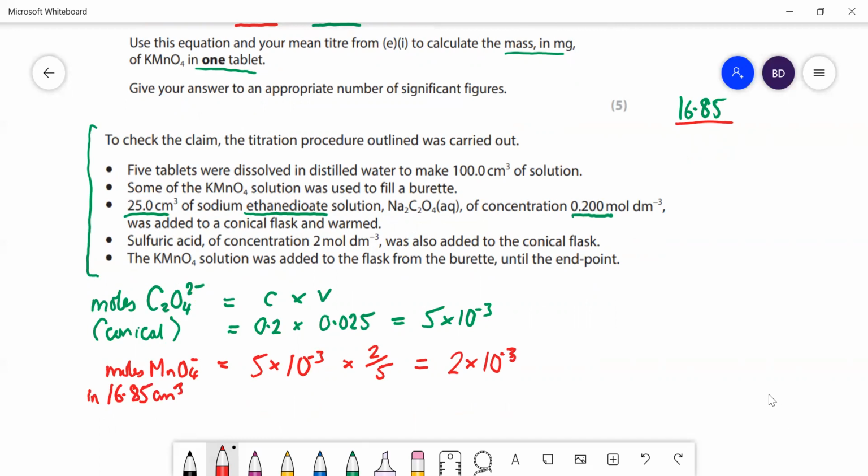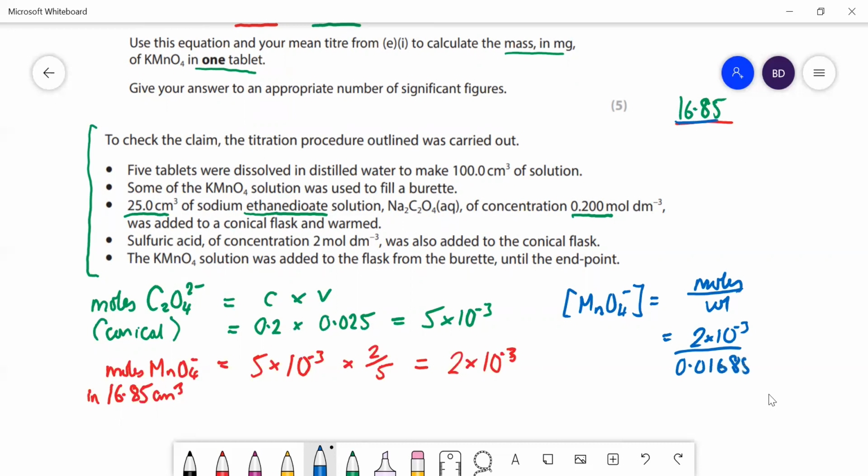So now we're going to work out the concentration of the manganate solution that we've made. So the concentration of the manganate ion solution is moles over the volume. We worked out the moles as 2 times 10 to the minus 3. We've got the titer here, 16.85, so that's in dm cubed, that's 0.01685. Okay, so that works out to be 0.1187.